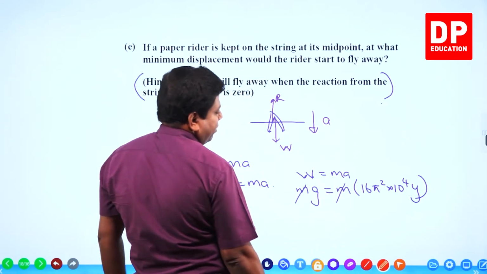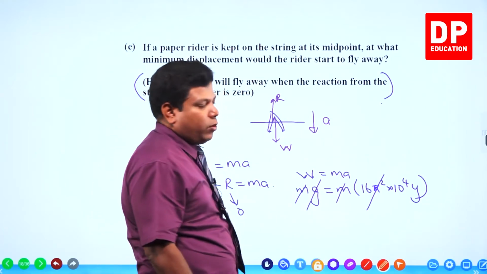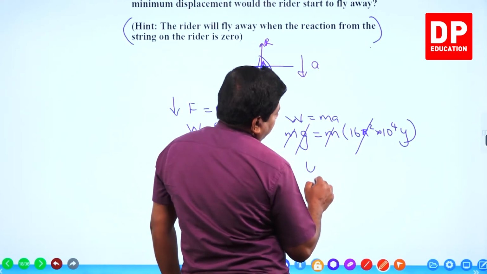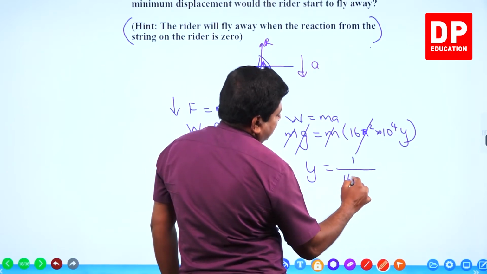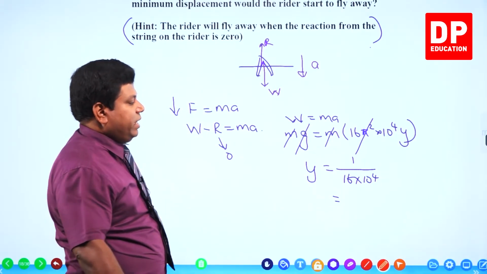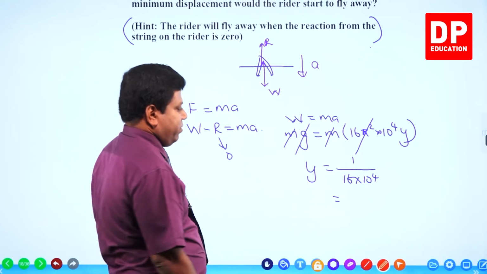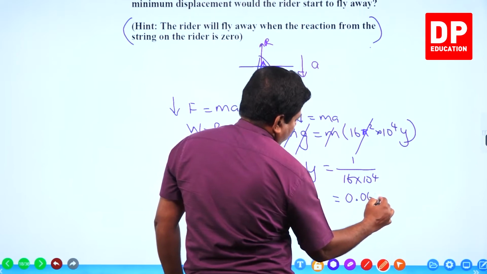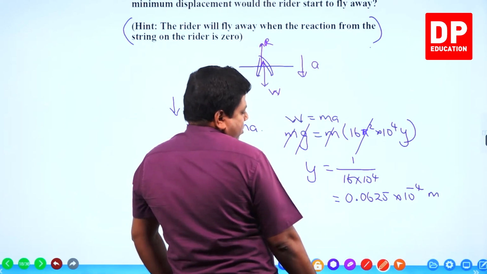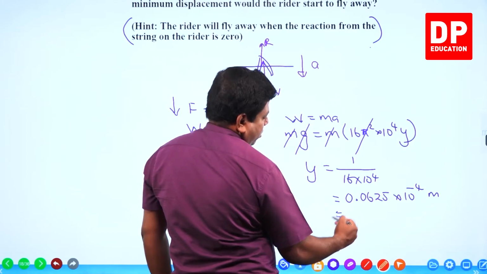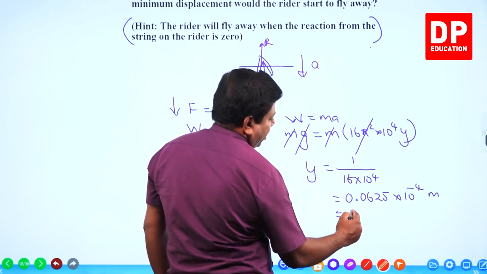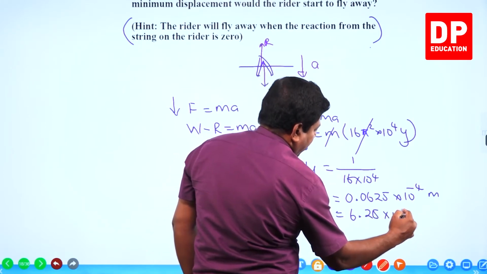M and M will be cancelled. Pi squared and g can be cancelled because pi squared is almost 10. 3.14 squared is almost 10. So you need to find y. Y will be, if you bring everything to the other side, 1 over 16 into 10 to the power 4. 1 over 16 means it's 0.0625. 0.0625 into 10 to the power minus 4 meters. Right. So, if I multiply by 1000, I can write in millimeters. So, 62.5 into 10 to the power minus 4, 6.25 into 10 to the power minus 3 millimeter.